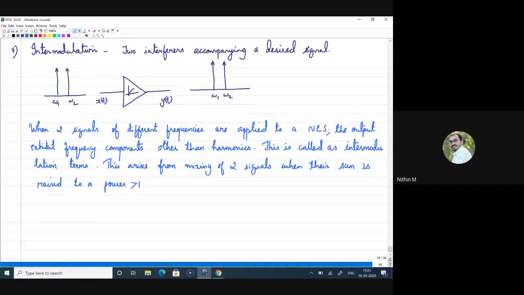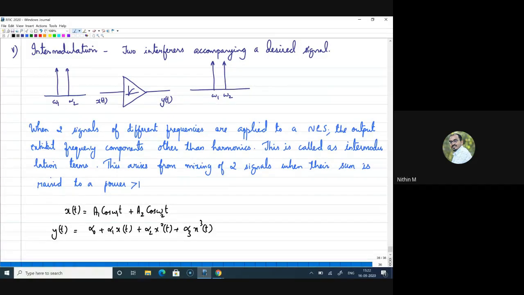So it can be of any power greater than 1, it can be 2, 3, etc. We will understand like this. I'll consider x of t as a1 cos omega 1t plus a2 cos omega 2t, right? Then in that case y of t is, I know that it is alpha naught plus alpha 1 x of t plus alpha 2 x square t plus alpha 3 x cube t. I am again restricting to third order nonlinearity, right?